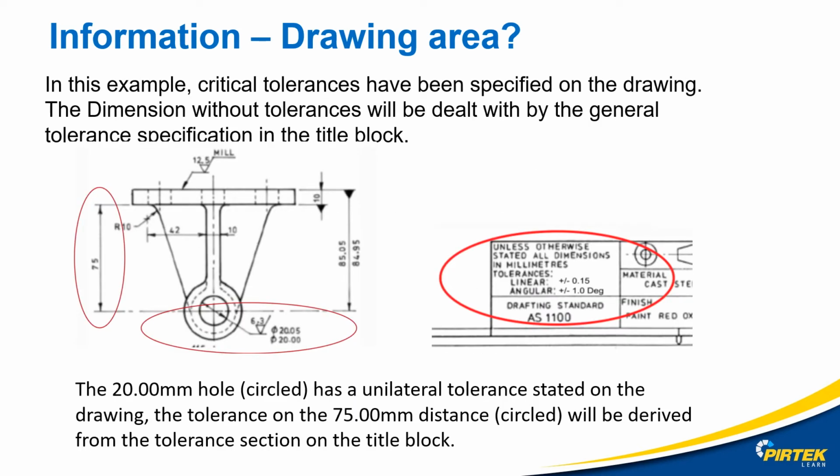In this particular example, critical tolerances have been specified on the drawing. The dimension without tolerances will be dealt with by the general tolerance specified in the title block. In this example, the 20 millimeter hole circled at the bottom has a unilateral tolerance stated on the drawing. The tolerance on the 75 millimeter distance circled on the left will be derived from the tolerance section on the title block. And in the title block, that 75 millimeters will have a plus or minus 0.15 millimeters in both directions, which will be a bilateral tolerance.